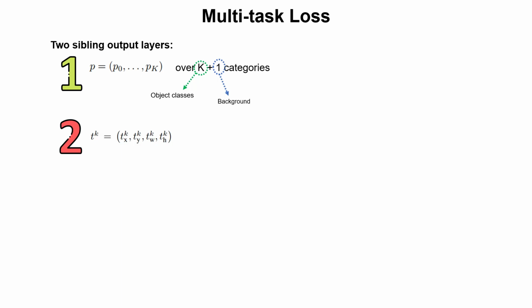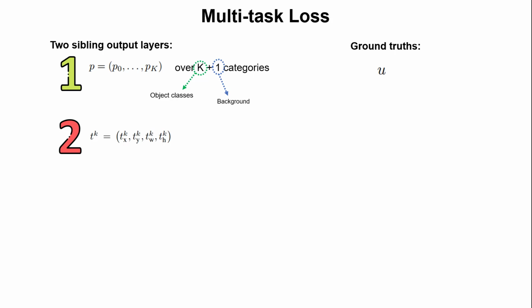And what is our ground truth? According to the paper, we have a vector u which has the exact shape of vector p, and of course all of the entries are 0 except the corresponding objects, or background if there is not any object in the image region. And we also have a vector v, which is for the bounding box regression target.